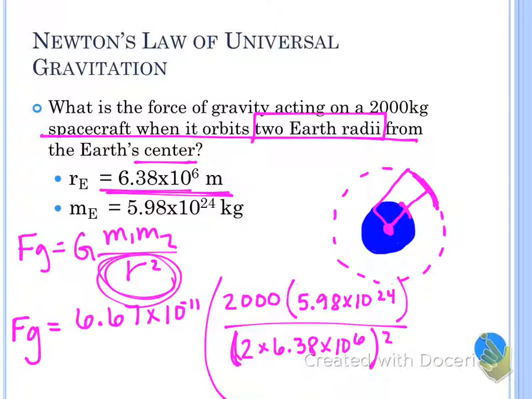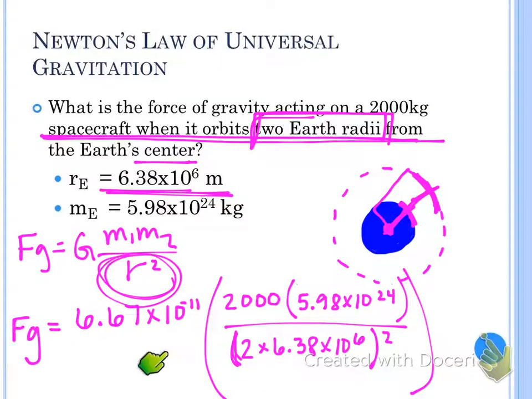It told us in our problem that it orbits 2 Earth's radii from the center. So here's 1 Earth's radius distance, and that's to the surface of the Earth. Here's another Earth's radius distance, which is out to where our satellite, or our spacecraft, is. Algebraically, I like to start from this term and work my way over, trying to keep as much in the calculator as I can. That's 2 times the radius of the Earth, and then square that whole term.